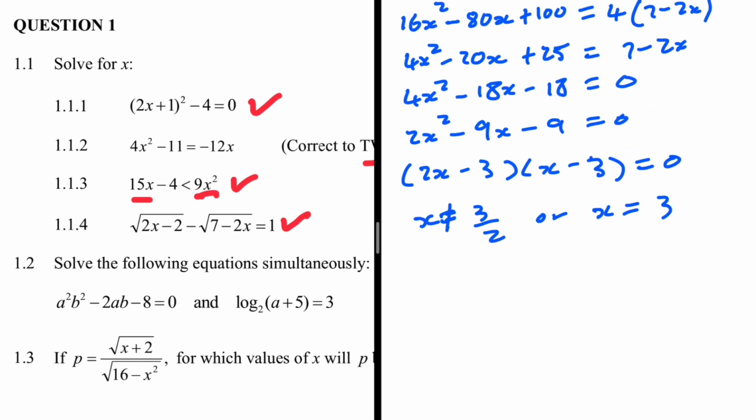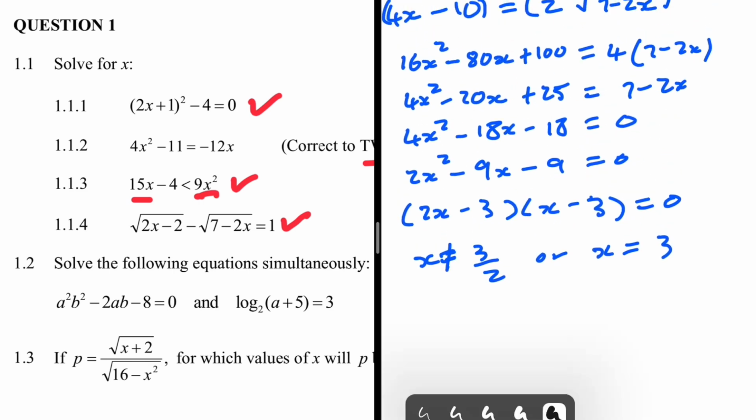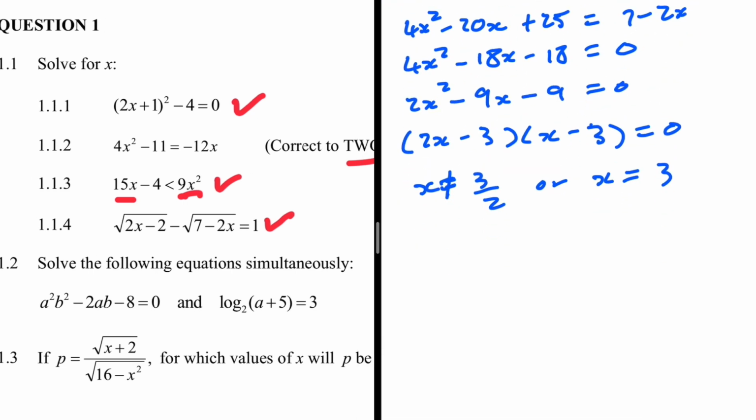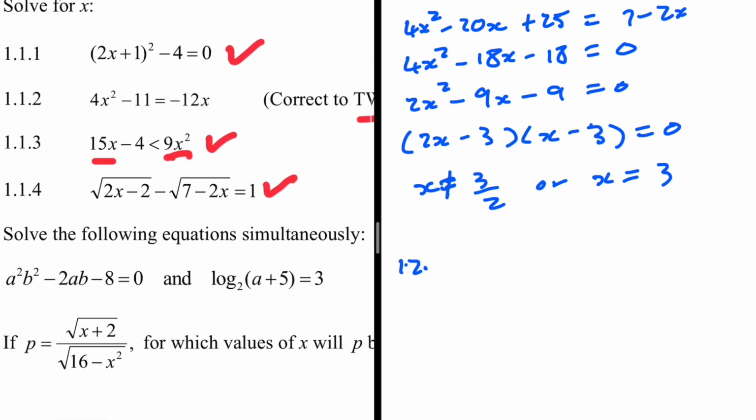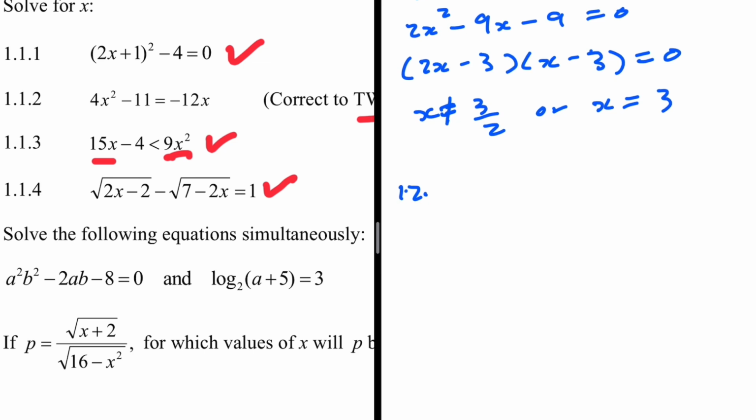Let's move to 1.2. That was 1.1.4. Quite an interesting question, quite a long question, but what can we do? 1.2 is supposed to solve simultaneous equations. Something fancy going on there. Okay, first equation, we have a squared b squared minus 2ab minus 8 equals 0. Should I let ab equal to k? Am I getting ahead of myself?